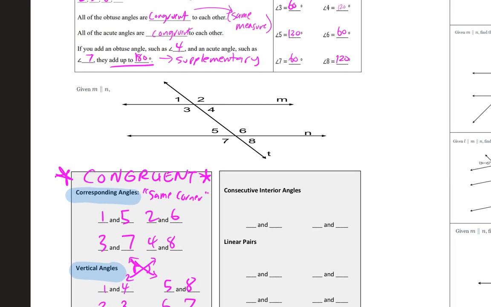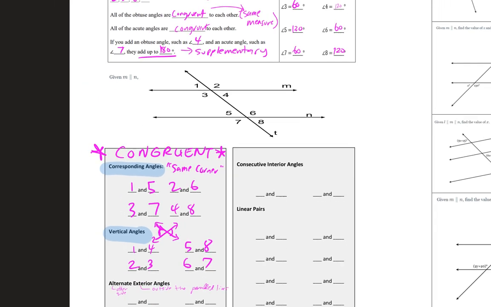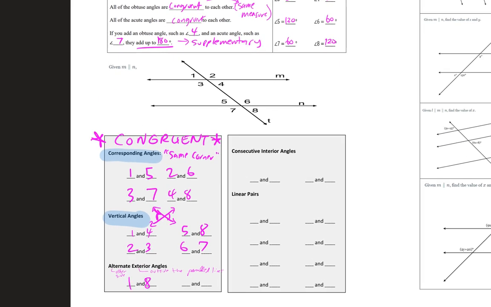So these are the parallel lines. Outside of those and on opposite sides, so 1 and 8, and 2 and 7. I'm just going to highlight it, don't highlight it on your paper. Just so you can see them, they're both the same size and the same shape. So 2 and 7.